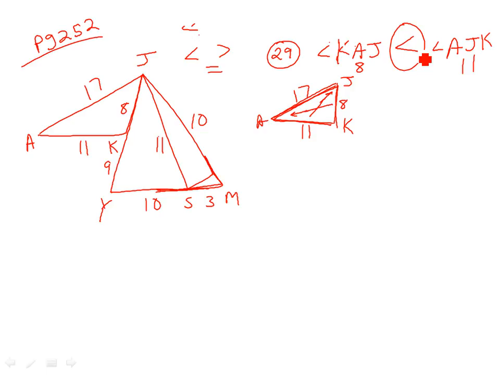If you wanted to write it out for 29, the way you'd write it out is to say something like angle KAJ is smaller than angle AJK. Does that make sense to everybody? Chloe, that make any sense? I don't know. Yeah, maybe.